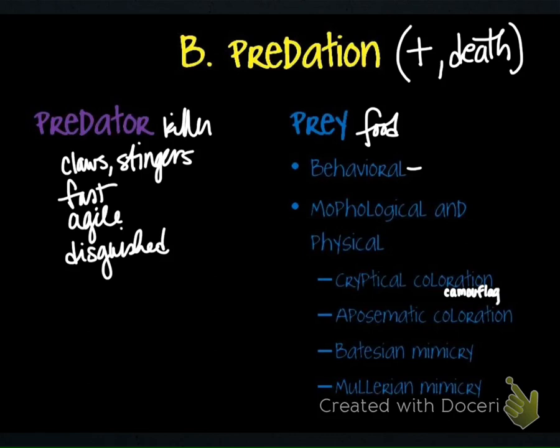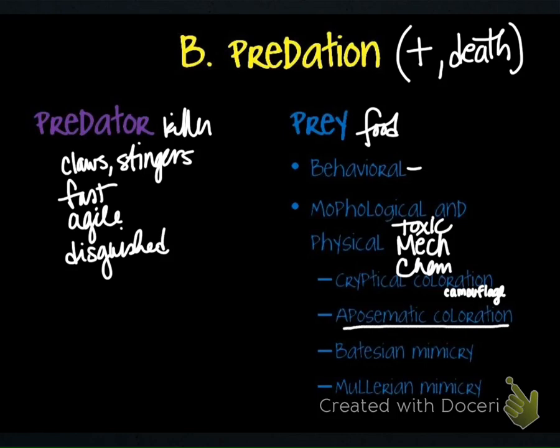Camouflage. Blending in, right? You could have things like mechanical defenses, like porcupines having spines. You could have chemical defenses, like skunks. And you can have toxic defenses, like the European fire salamander, who accumulates toxins from the food it eats and uses it against its predators.